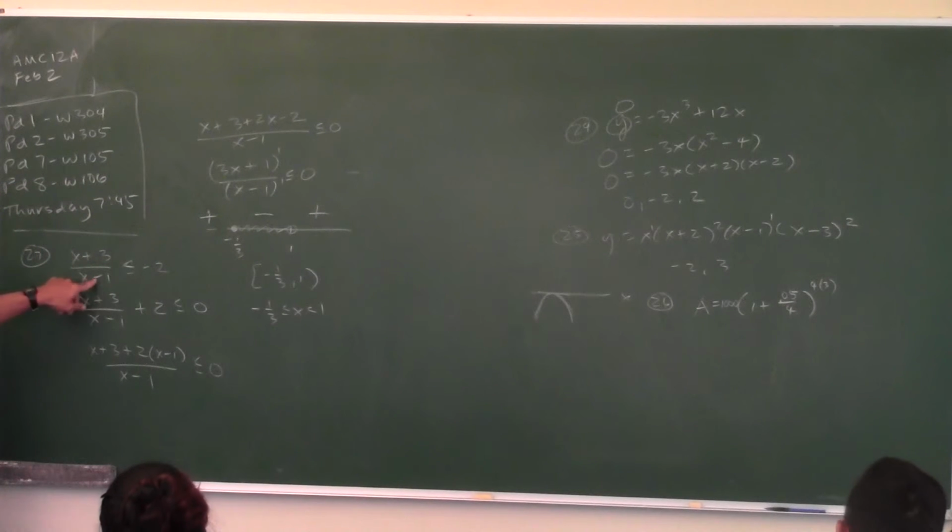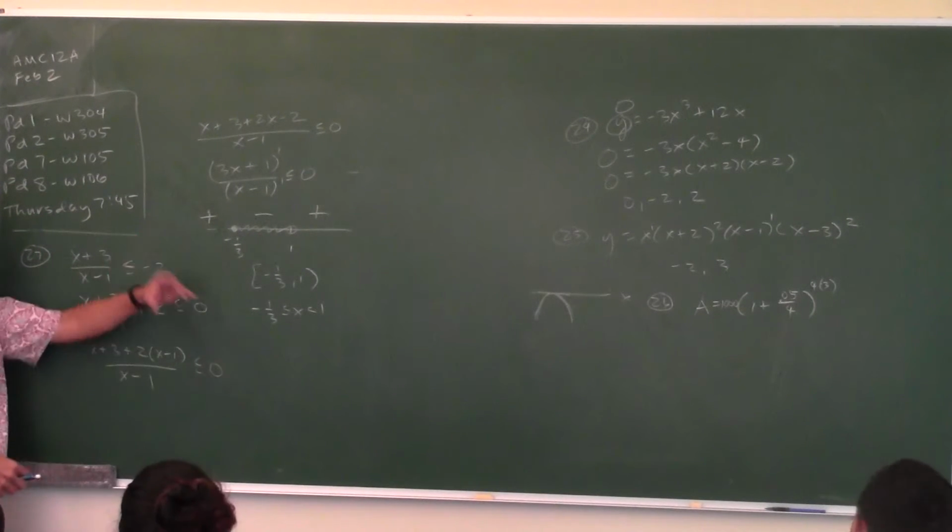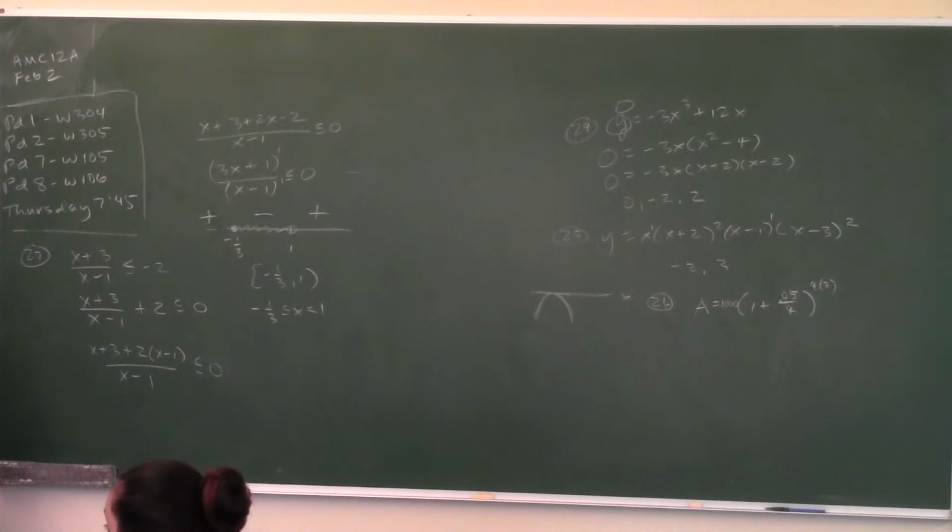But I guarantee you, multiply both sides by x minus 1, that answer is going to be one of the choices. I'll shake my head if you pick that one. I'm going to take off triple if anybody picks that one.